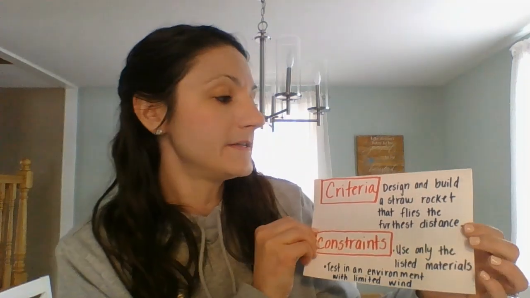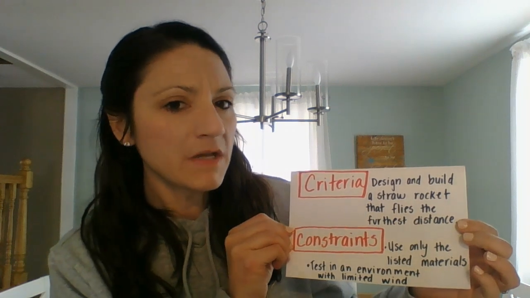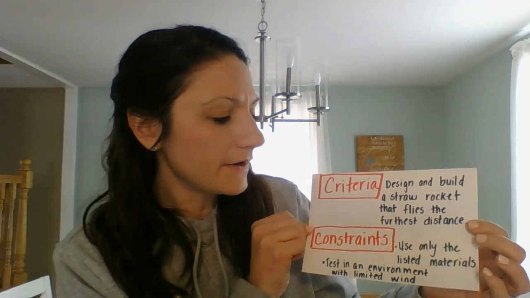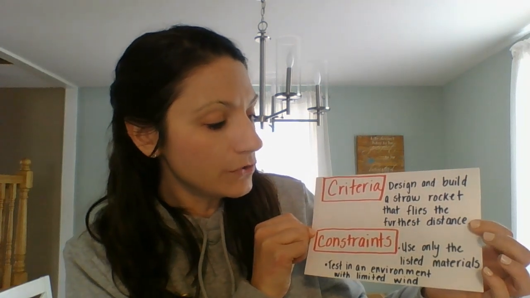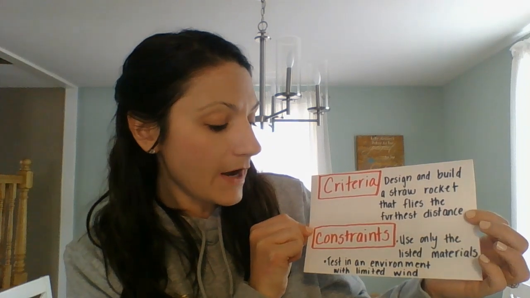So for this challenge, our criteria is to design and build a straw rocket that flies the furthest distance. The constraints, or the things that we really have to work within and consider, are that we're only going to be able to use the listed materials and that we are going to have to test in an environment with limited wind, because that can really impact the results of your flights.